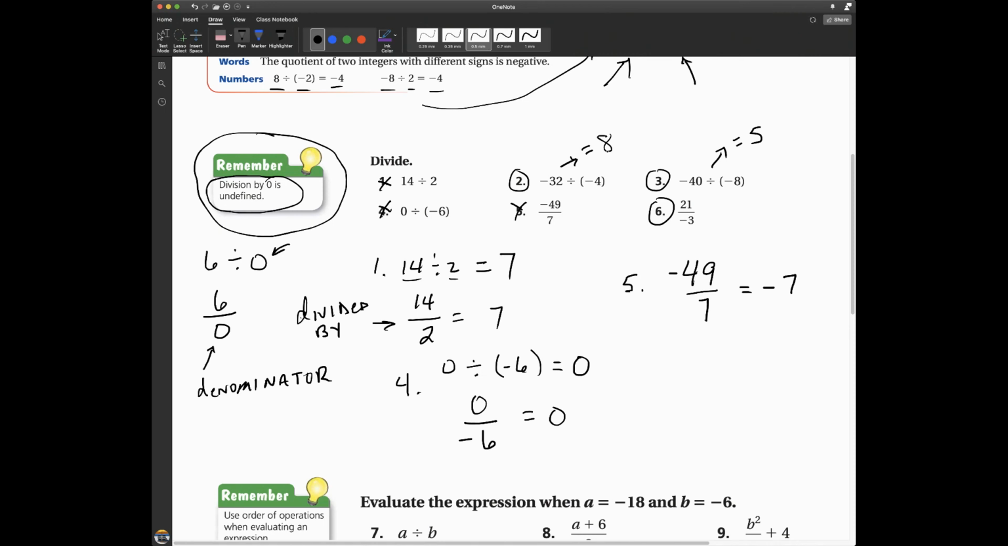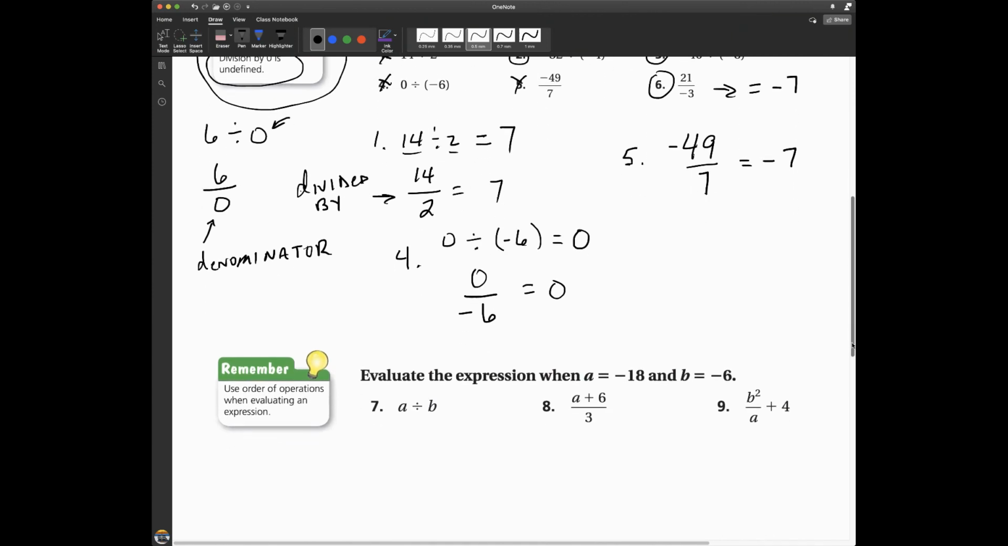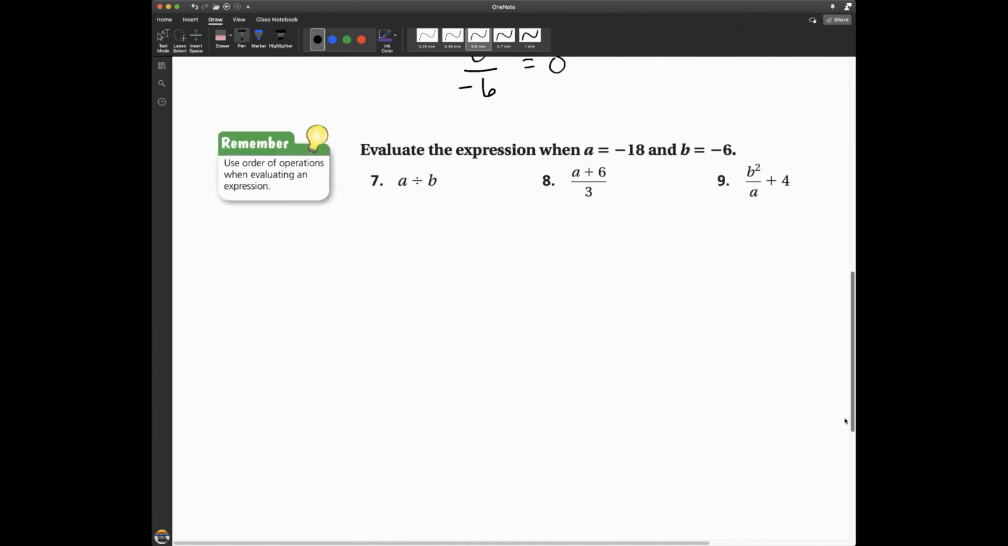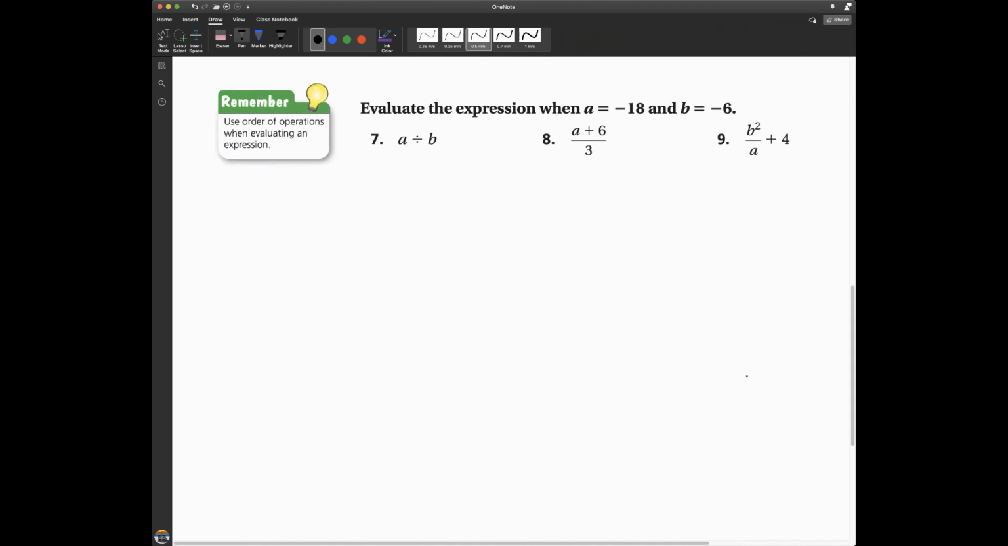Same sign, positive answer. Number 6, we work this one out. Different signs, negative answer. I get negative 7. So hopefully that's what you guys got. If not, come see me in class and we'll work out some more problems till we get it.